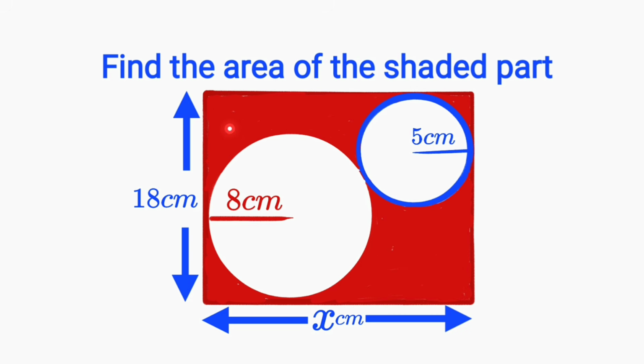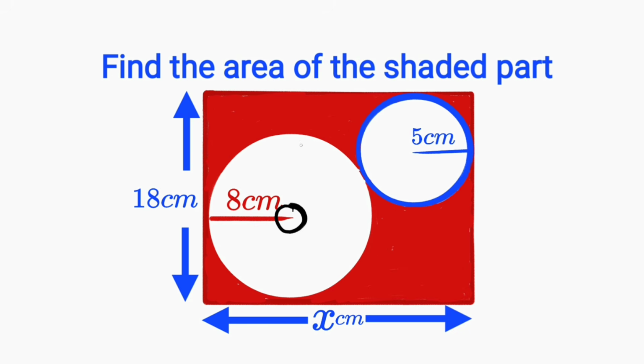In order to find the area of the shaded region, we have to subtract the area of these two circles from the area of the entire rectangle. What is left will be the area of the shaded region. And the area of the rectangle cannot be obtained without finding the value of x. So let's get started with the solution. First of all, I would like to find the value of x.